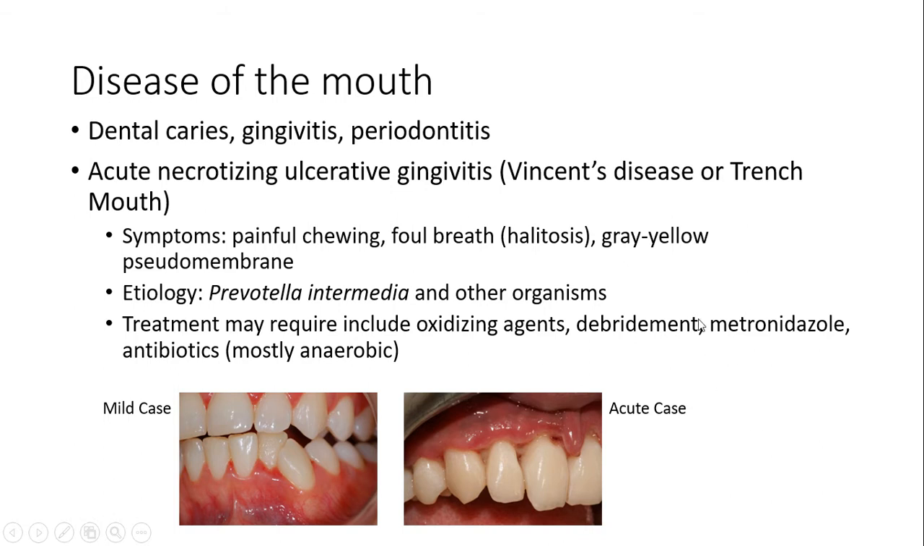The etiology of this includes an organism called Prevotella intermedia and other organisms that can do this. To treat this, you're going to be using oxidizing agents, debridement, so removing tissue, maybe pulling teeth, metronidazole, and antibiotics. Most of the organisms that are causing this are going to be anaerobes because the mouth is closed so often. And so that's why things like oxidizing agents will be important.